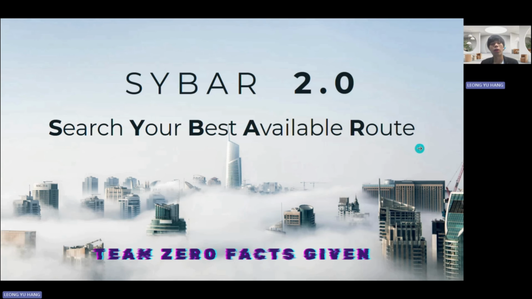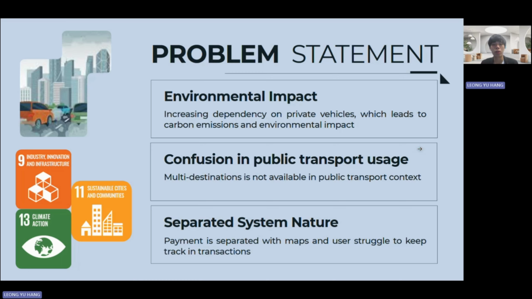So the problem currently in Malaysia is the increasing dependence on private vehicles, because people don't really believe in public transport. This causes carbon emissions and environmental impact. Secondly, there is confusion in public transport usage, where multi-destination trips are not available when people want to travel to different locations. So people will just tend to drive when they want to visit a lot of locations.